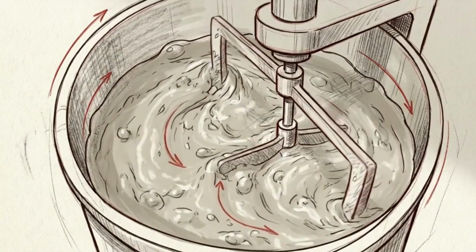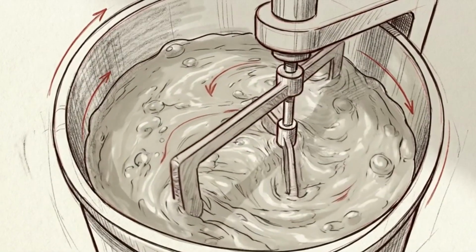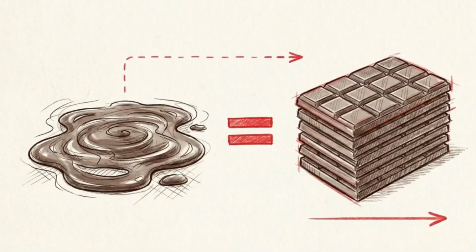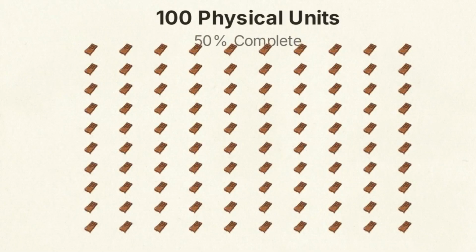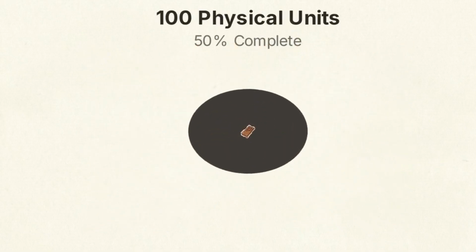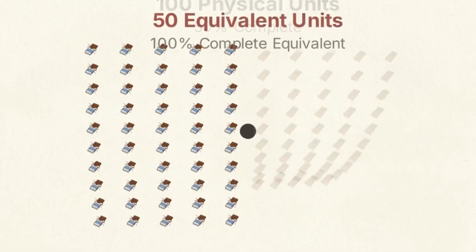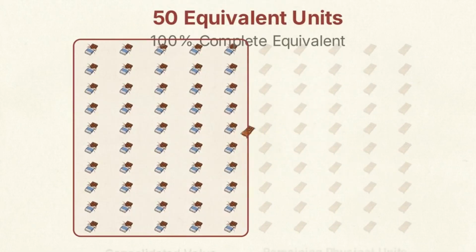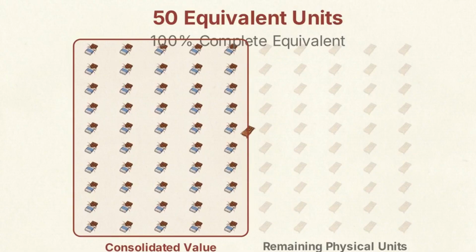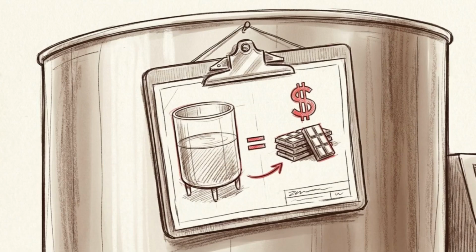What do you do with the chocolate that is still stuck in the vats, only partially finished when the month ends? You account for it using equivalent units. This is a mathematical concept used to translate partially finished goods into whole numbers. Look at this diagram. We have a grid of 100 chocolate bars, but each one is only 50% complete. If we mathematically squish the contents of those 100 half-finished bars together, they add up to exactly 50 fully finished equivalent units.